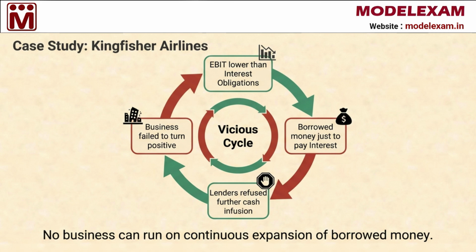A classic example of this is Kingfisher Airlines. They fell into a vicious cycle. Their earnings before interest and tax, or EBIT, was consistently lower than their interest obligations. This forced them to borrow more money just to pay the interest on old loans. The business failed to turn positive, and eventually lenders refused to provide further cash infusion. This proves that no business can run on the continuous expansion of borrowed money forever.